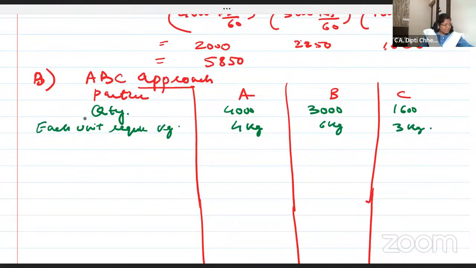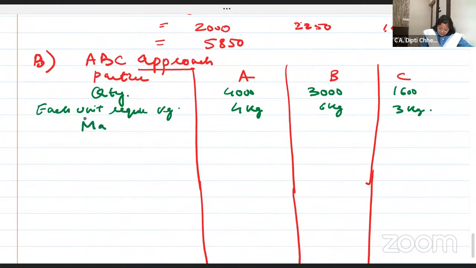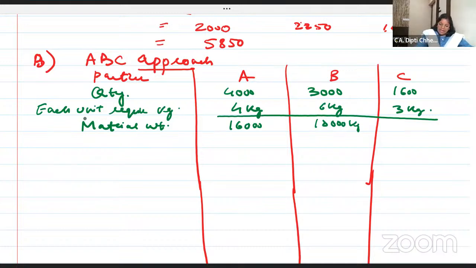So what is the material weight? Because in material weight, you have to apportion the handling cost. Each unit is 4 kg. 16,000 kg you have to handle of material A. 18,000 kg of the material B. And 16 threes are 48, sorry, 4,800 kg. Material weight. So in this ratio.